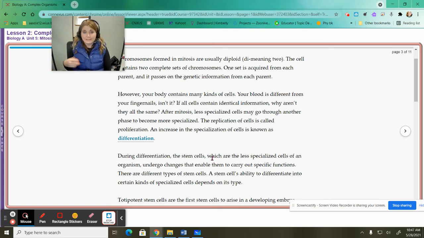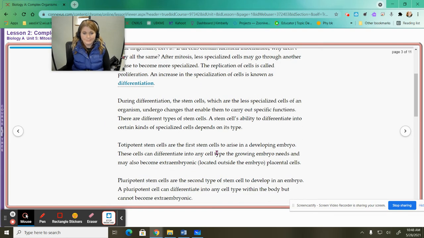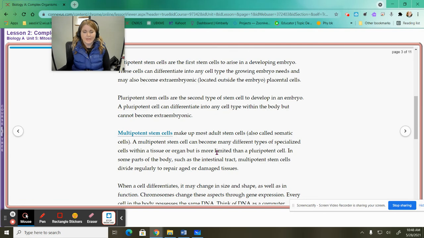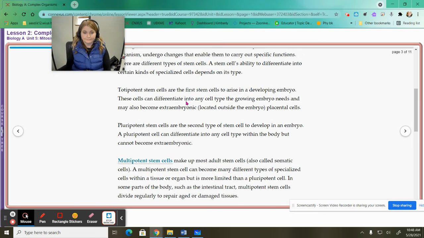And so those cell types occur because of something called cell differentiation. Differentiation just means becoming something different, right? Pretty simple. I think that word is pretty simple. And cells that differentiate are known as stem cells. And stem cells, there are actually multiple different kinds of stem cells.